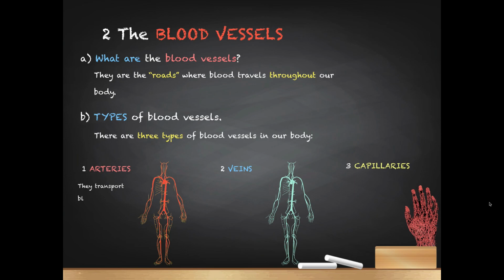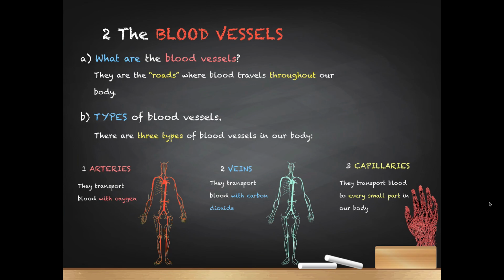What's the function of number one, arteries? The arteries transport blood with oxygen, blood rich in oxygen. Number two, what's the function of veins? Veins transport blood without oxygen, okay? Or blood with carbon dioxide. And finally, what's the function of capillaries? They transport blood to every small part in our body.